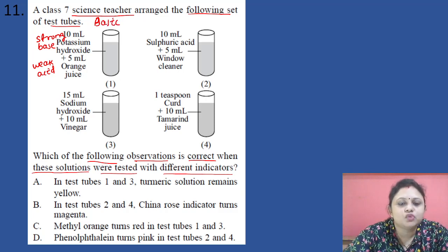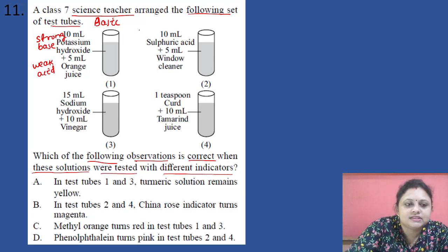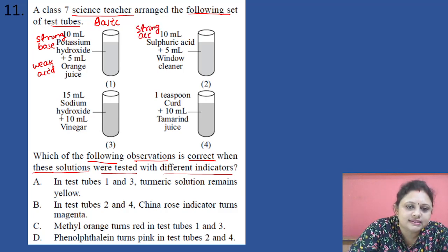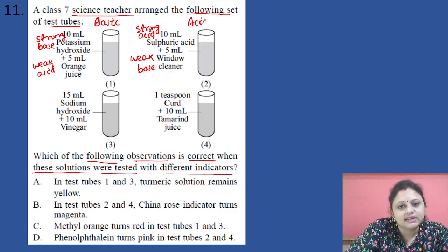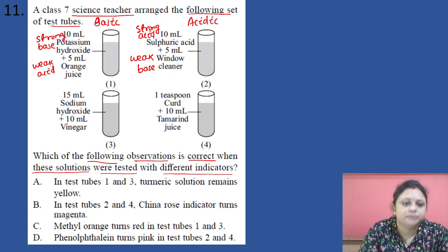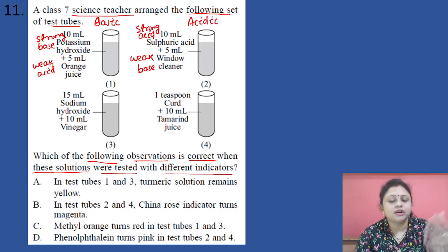Coming to the second one, 10 ml sulfuric acid. Sulfuric acid is a strong acid. Then 5 ml window cleaner. Window cleaner is a weak base. So 10 ml strong acid, 5 ml weak base. The resulting solution is acidic in nature. So, which one is stronger? The resulting solution will be that. If it is a strong acid, then it is acidic, and if it is a strong base and a weak acid, then it will be basic in nature.